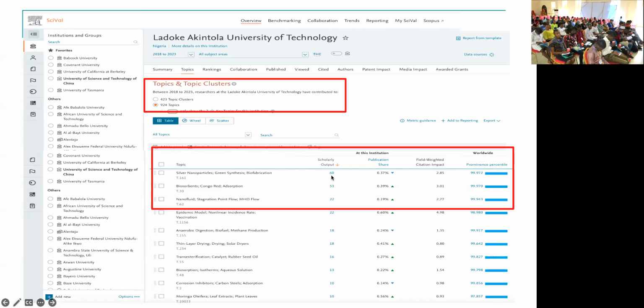The topmost here has about 60 scholarly outputs, followed by about 53. This is university-wide. Those in nanofluid have about 22 research publications. This is quite commendable. Let me commend all the researchers that are working in these areas. But again, there's still more work to be done.